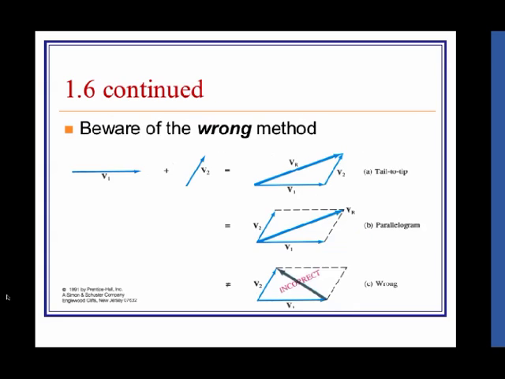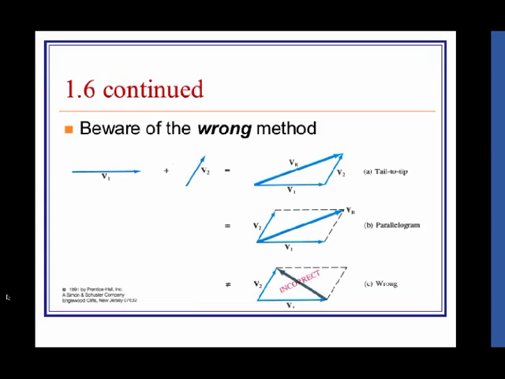There are two main visual methods to adding vectors. The first is the tail-to-tip method. You take the first vector, and at the tip of that vector, where the arrow is, you attach the tail of the second vector. You then draw the resultant from your starting point to the tip or ending point on your second vector. This is very useful when adding multiple vectors for a continuous path.